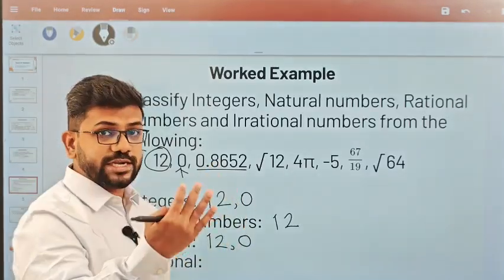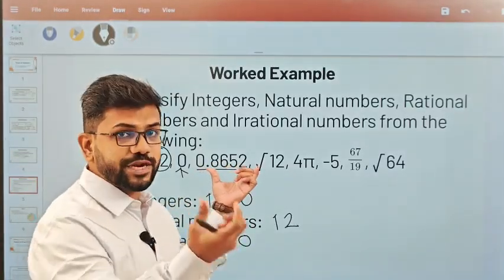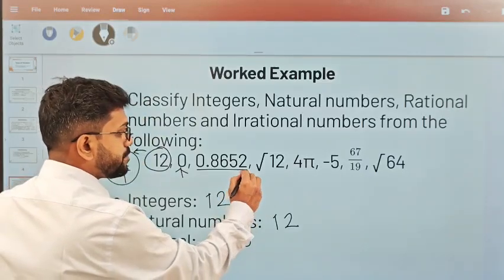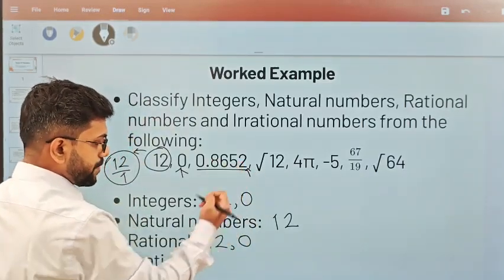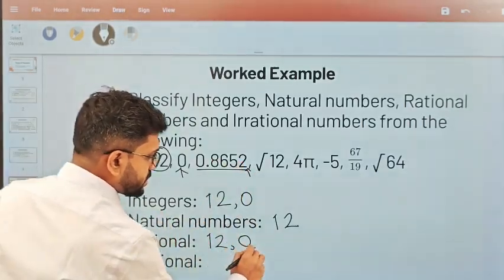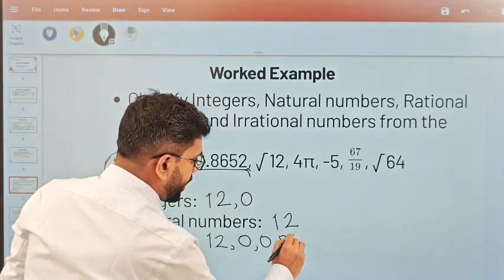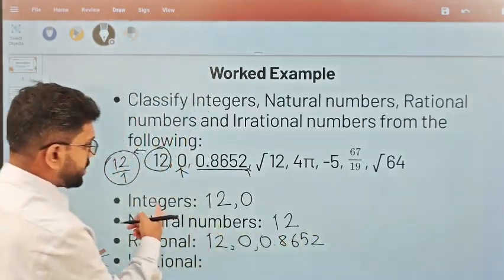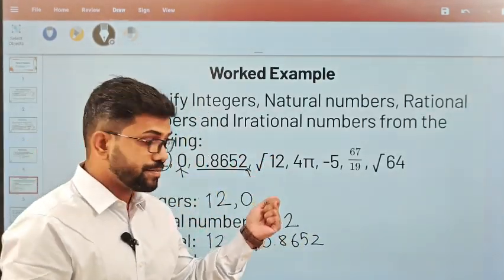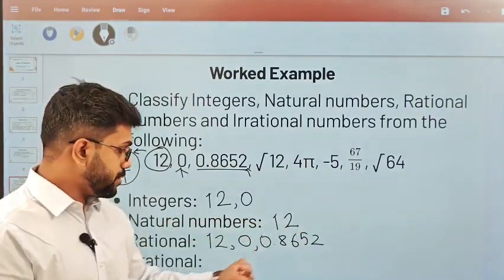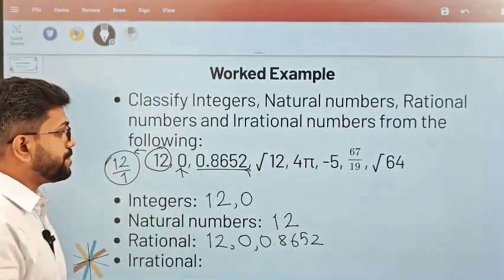0.8652, it's a terminating decimal. It has an end. Terminate means end. It has an end here. 0.8652. So this is a rational number. It is not an integer because it's not a whole number. Of course, not a natural number and not irrational.